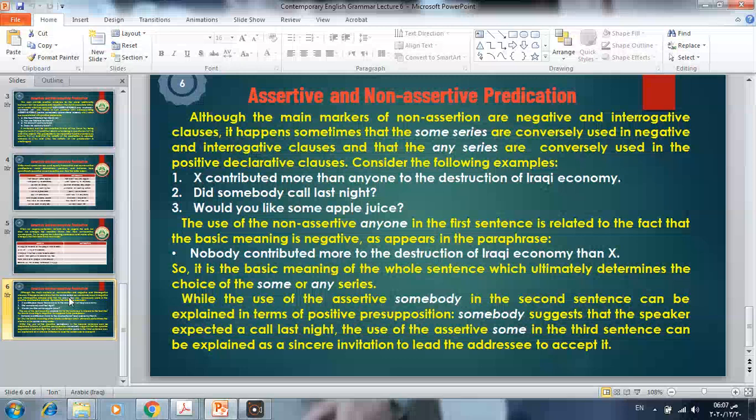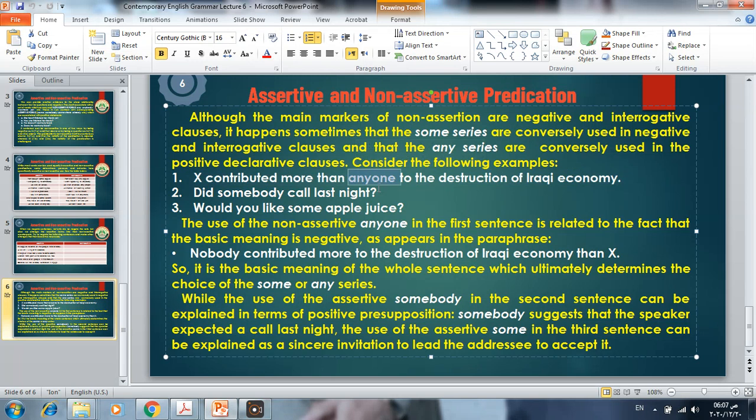So you see, here we have a seemingly positive declarative sentence. In a declarative sentence, we are supposed to use assertive forms. However, as you see, we used a non-assertive form, anyone. Okay, so this is an exception. We will see in a minute what makes us use a non-assertive item where we are supposed to use an assertive one.